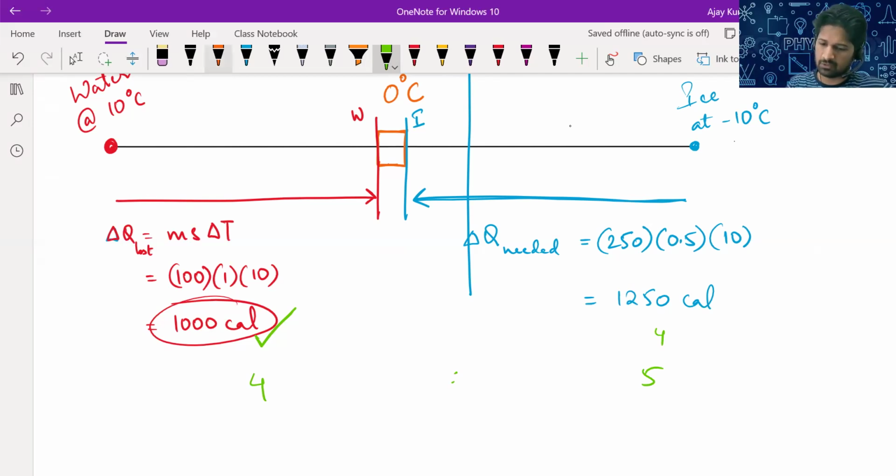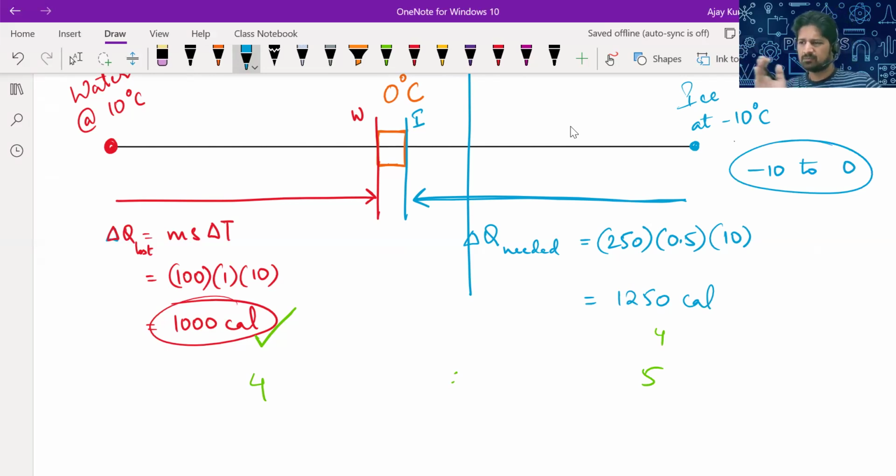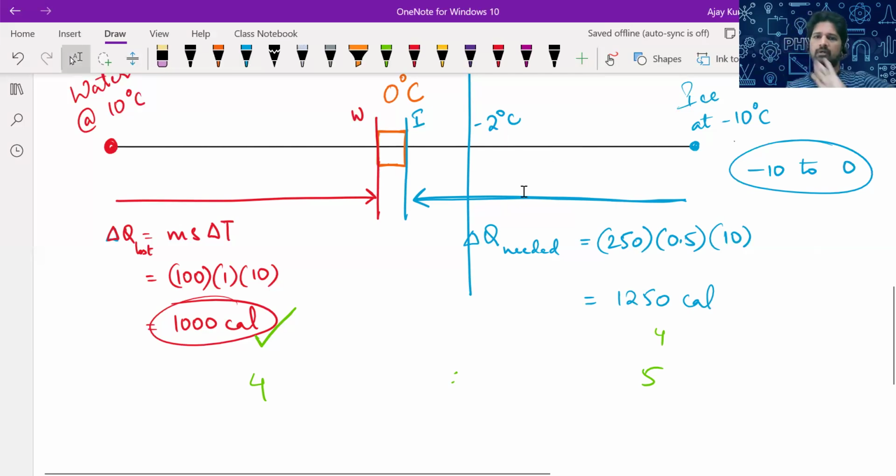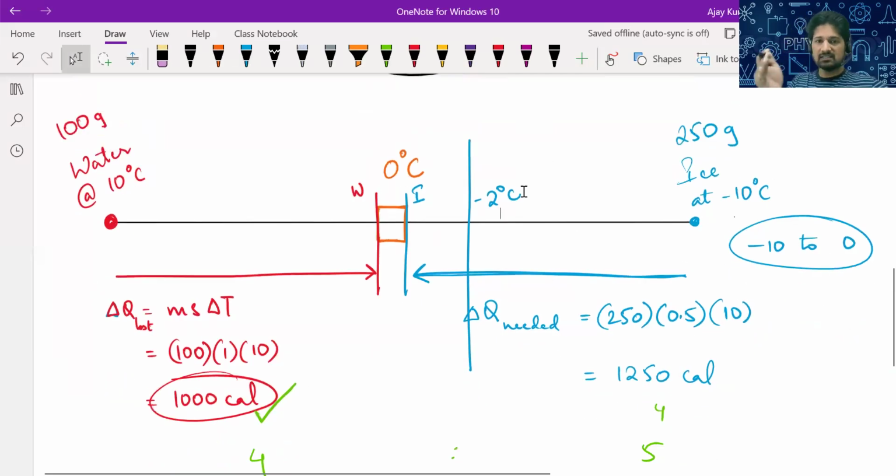4/5 of that stage means what? What is the stage here? Minus 10 to 0. 4/5 of this will be completed. If you divide this into 5 parts, each part will be a 2 degree change: minus 10 to minus 8, minus 8 to minus 6, minus 6 to minus 4, minus 4 to minus 2, and then 0. 4 out of 5 parts will be completed, which means it would have come to minus 2 degrees C. 4 steps are completed. Minus 2 to 0 will not be completed. You can even tell that: by the time water comes to zero, ice would have come to minus 2 degrees. There is still some temperature difference.